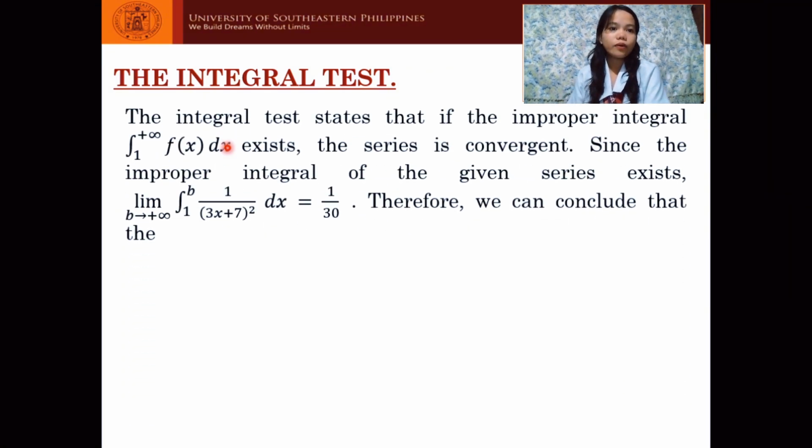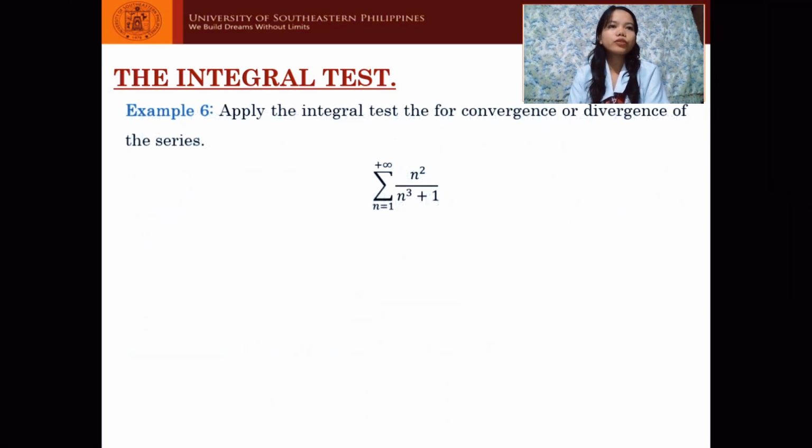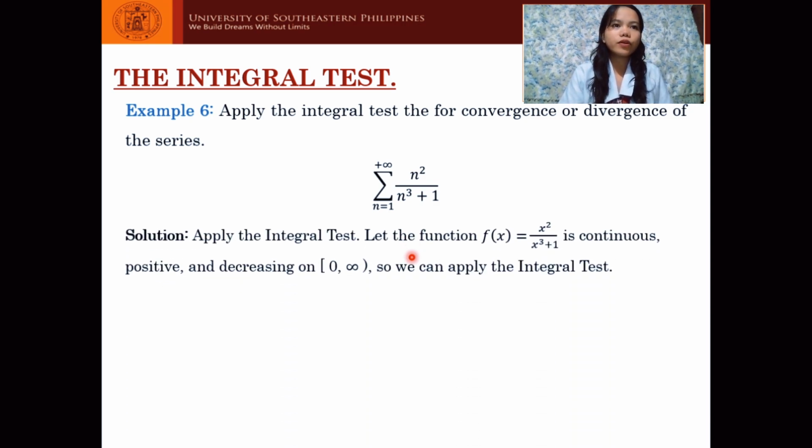Let us proceed to our last example. What we're going to do is still apply the integral test for the convergence or divergence of the series. We have the summation of n squared all over n cubed plus 1, ranging from 1 to positive infinity. So, indicate first what we're going to apply. So, we apply the integral test.